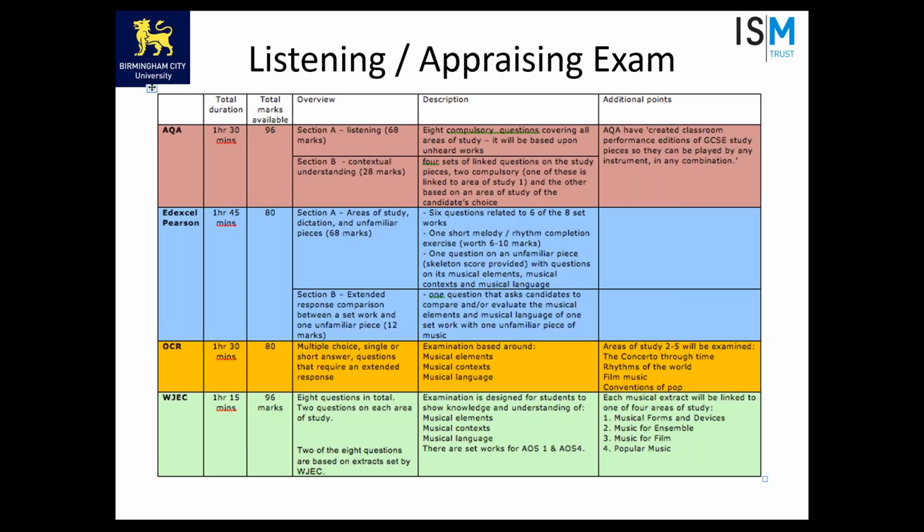When we went through the papers, in a way, there were no surprises. They were all the kinds of things that you would expect to see and hear from the traditional listening papers which we've had to this point, I would say. There's bits of dictation, sometimes rhythmic dictation, sometimes melodic dictation.